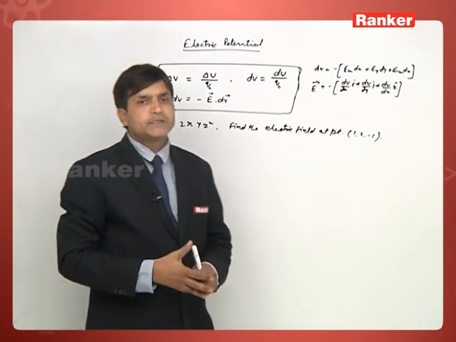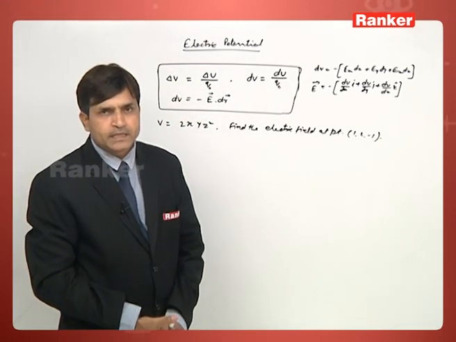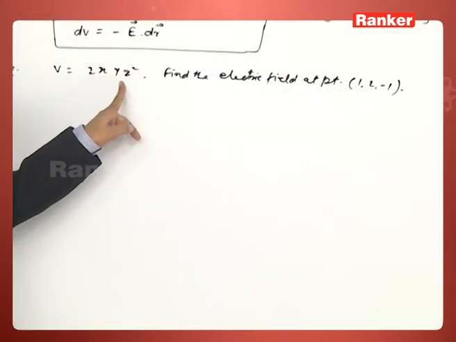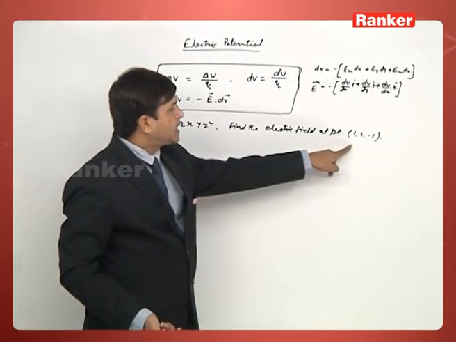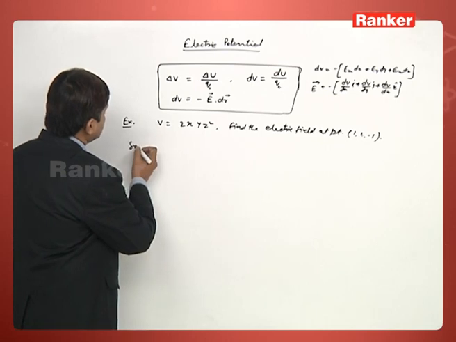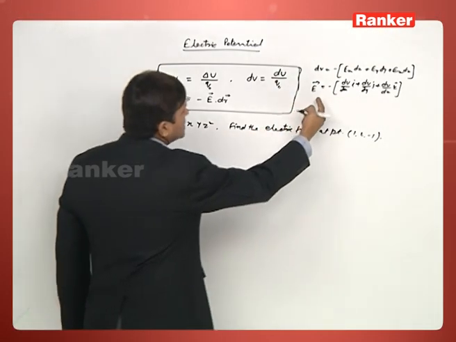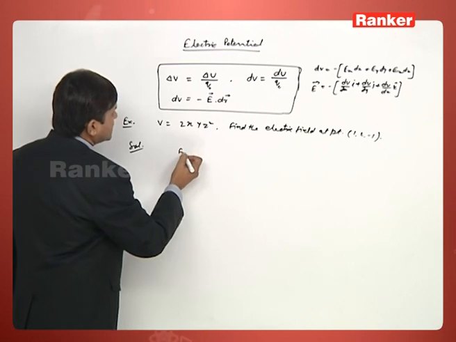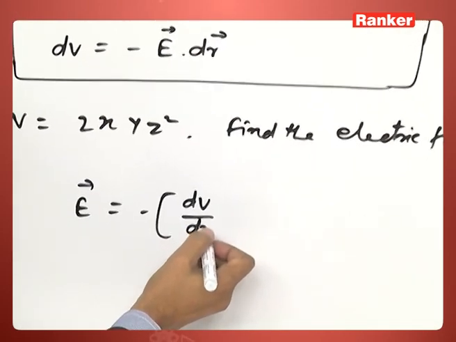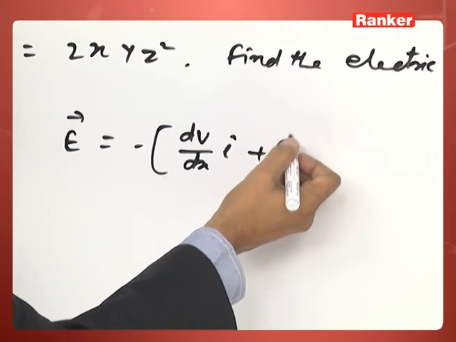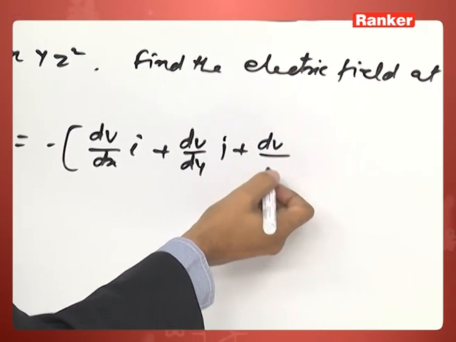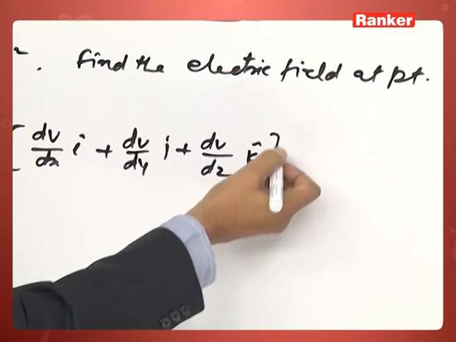The potential in a space is given as a function of x, y, z. It means potential at a point varies as x, y and z vary. So find the electric field at point 1, 2, minus 1. So here, if we want to find electric field, we can write this expression: E is given as minus of dV by dx i cap, dV by dy j cap plus dV by dz k cap.